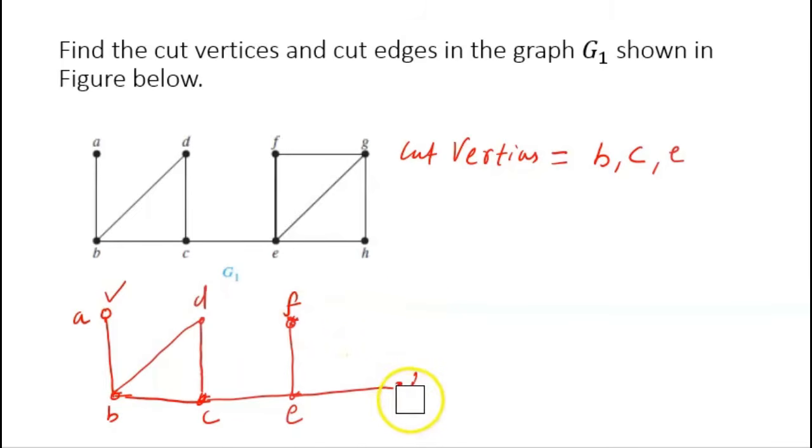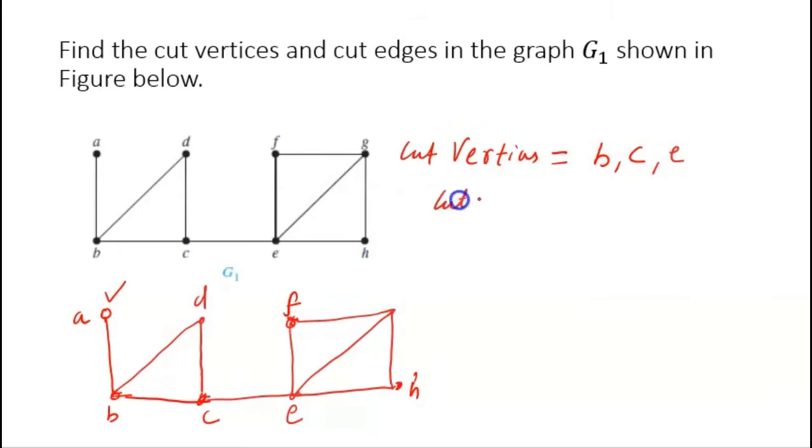Similarly, H removal will also not make the graph disconnected. It means that only three vertices are cut vertices in this case, and those we already have written, that is B, C and E. Now what are the cut edges?